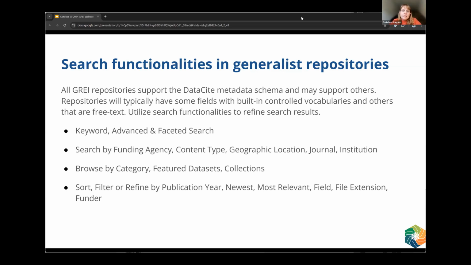So some things you want to maybe look at in the repository before you start to think about how exactly you'll formulate a query are: all of them will undoubtedly have keyword searching, but you might want to look to see if they offer some kinds of advanced search that will allow you to leverage specific metadata fields, search within specific fields, or facet or filter specific fields, or combine terms in specific ways. Some of them will offer you different ways to search by specific metadata fields, like funding agency, content type, geographic location.